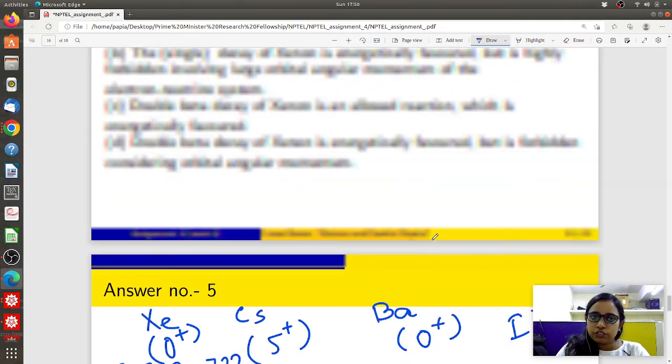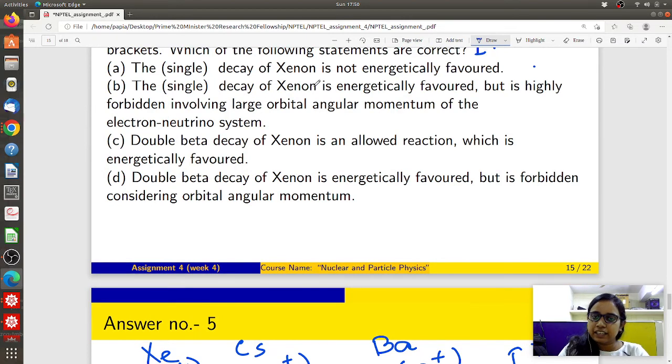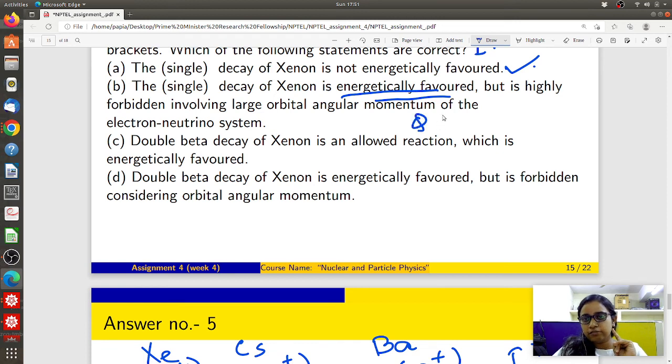So the first option was that the single decay of xenon is not energetically favored. Obviously it is not energetically favored, so this option is correct. Now coming to the second option: the single decay of xenon is energetically favored, but is highly forbidden, involving large orbital angular momentum of the electron neutrino system. Obviously this option is incorrect, because it is not energetically favored, as we already showed that Q is negative for that expression. So option B is not correct.